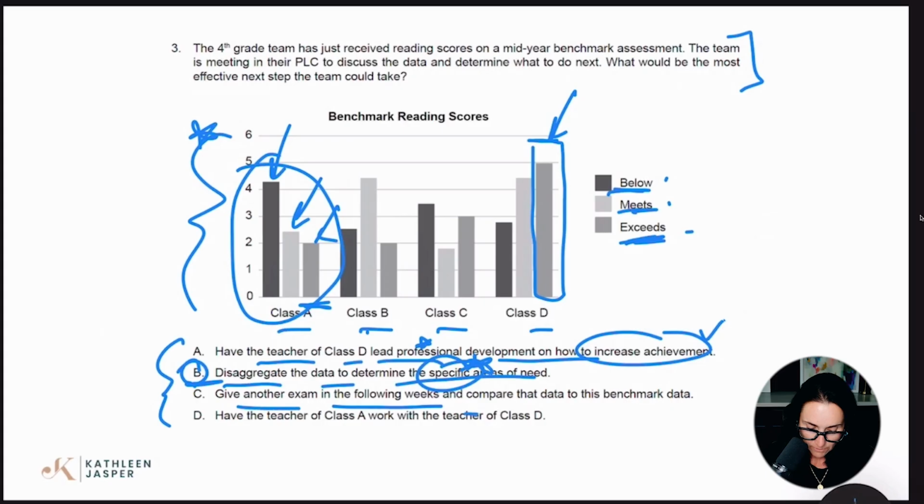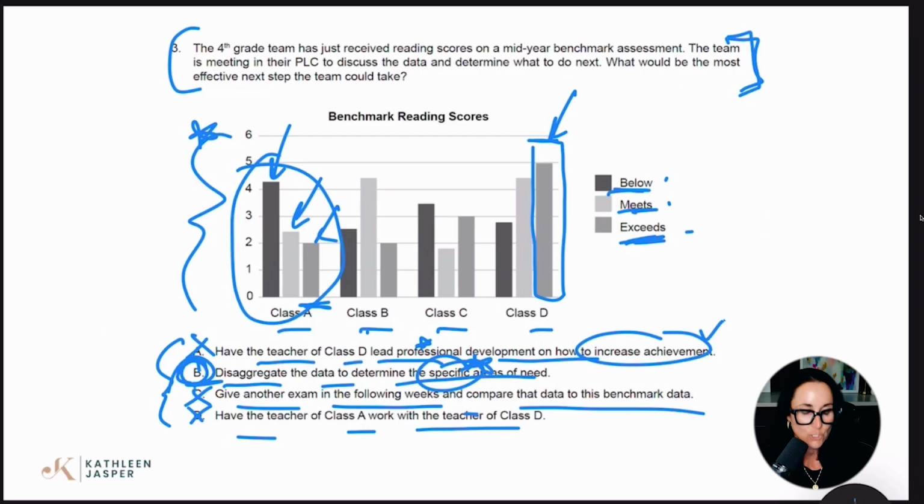C, give another exam in the following weeks and compare the data. Yeah, it talks about data here, comparing it, but it's not as good as B. And D, have the teacher of class A work with the teacher of class D. That's wrong for the same reason A is wrong. Too general. B has got all the good words. Let's read the scenario just in case. Let's make sure we're on the right track.